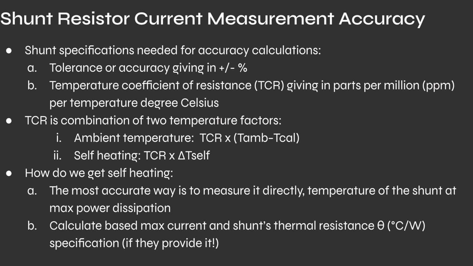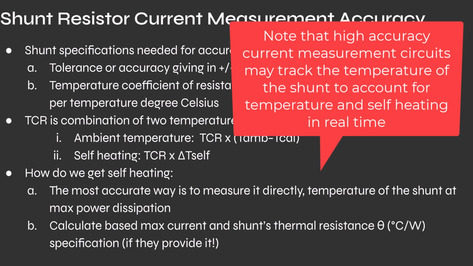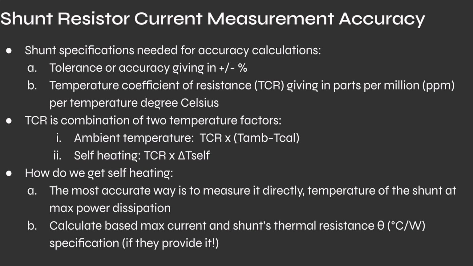The first is just by measuring it directly, right? So you could pump the max current you're going to use on that shunt through the shunt, and you can use a thermocouple, or you could use an infrared temperature sensor to measure the temperature rise through the shunt, which will eventually stabilize at some stable value. And that's where you could get the actual self-heating effect. But that is kind of tedious.